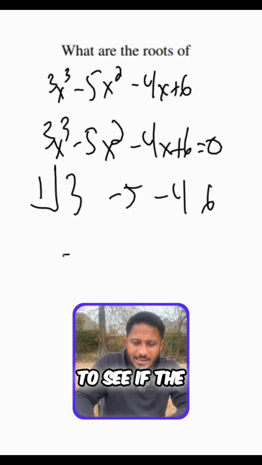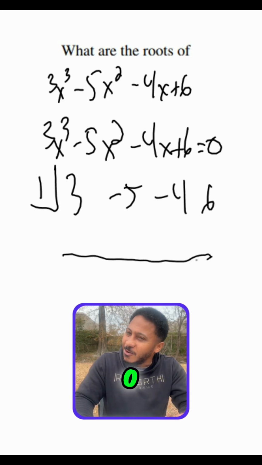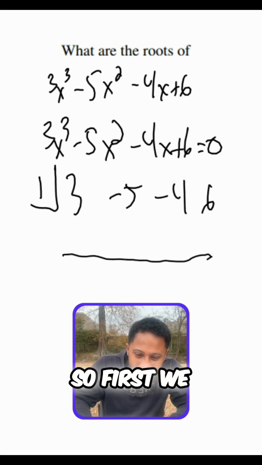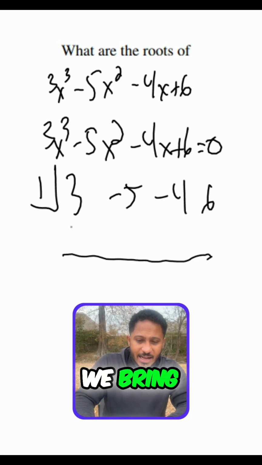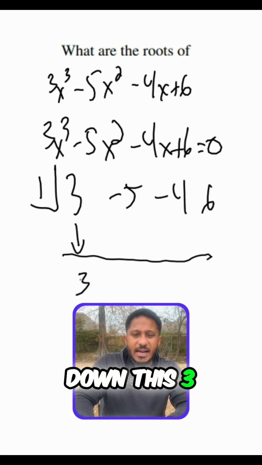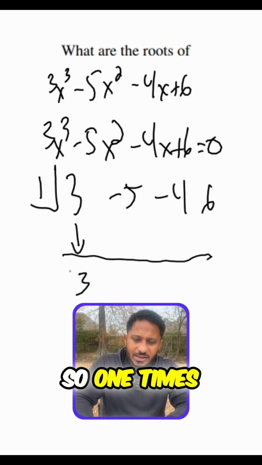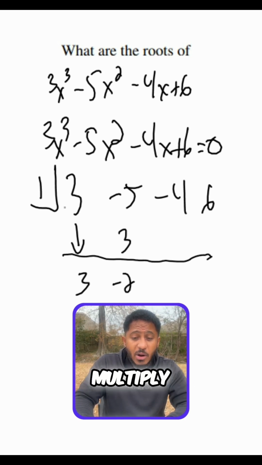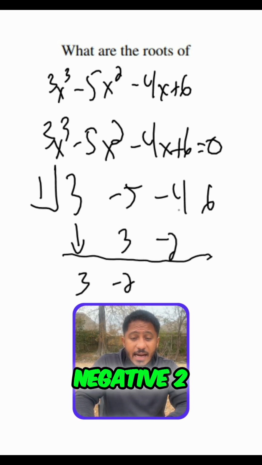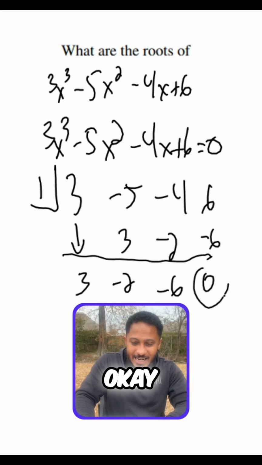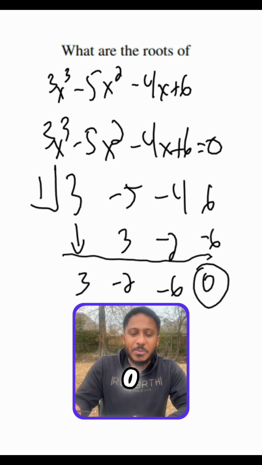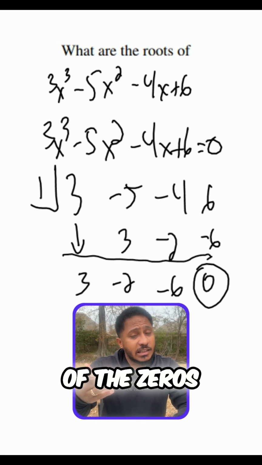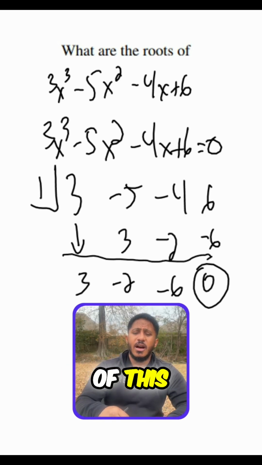Now we're trying to see if the remainder is 0. That's why it's called a zero. First, in synthetic division, we bring down the first number. So bring down this 3. And then it's a bunch of multiplying and adding. 1 times 3, we get 3. -5 plus 3 is -2. Multiply, we get -2. Add, we get -6. Multiply, we get -6. Add, we get 0. Okay, it worked this time. Remainder is 0, meaning I found one of the zeros or roots of this expression.